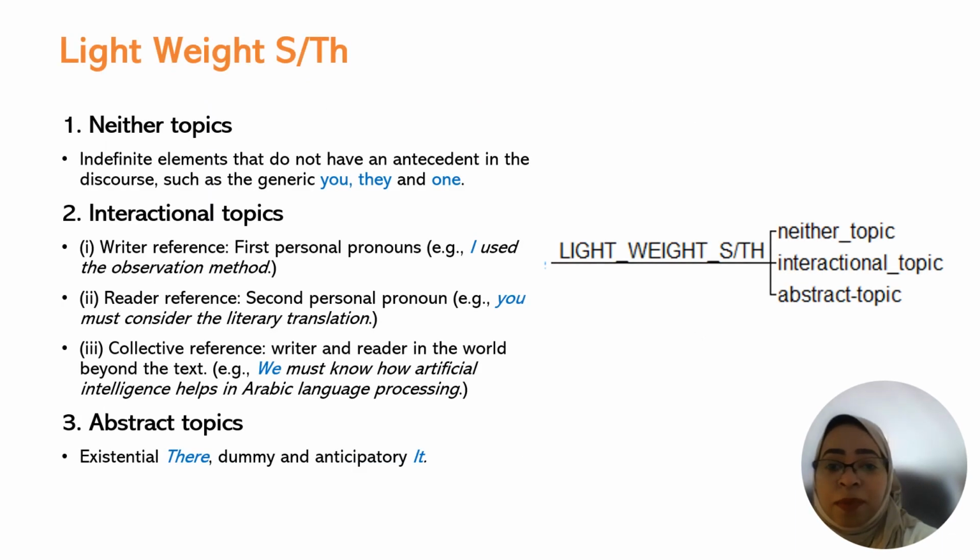Let's now talk about each of these categories in more detail. So the first category is lightweight themes, which can be categorized into three types: neither, interactional, and abstract. These themes typically carry minimal content weight and are often linked to topics that either have little relevance to the overall discourse or lack clear references within the text.